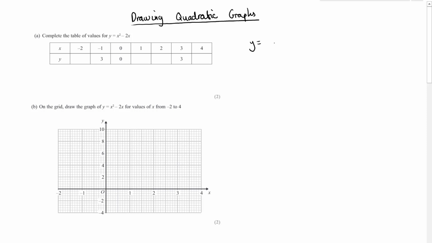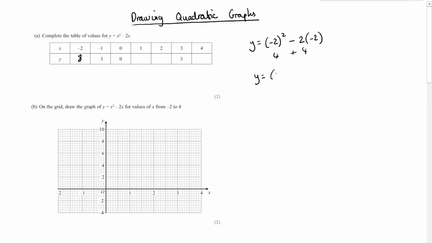So if we were to substitute, y is equal to minus 2 squared minus 2 times minus 2. Well, minus 2 squared is going to be 4. Minus 2 times minus 2 is also plus 4. So this is going to be 8 over here. If x is equal to minus 1, they've solved that. If x is equal to 0, they've solved that.